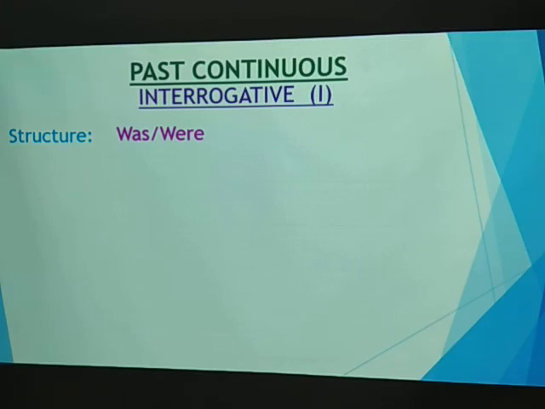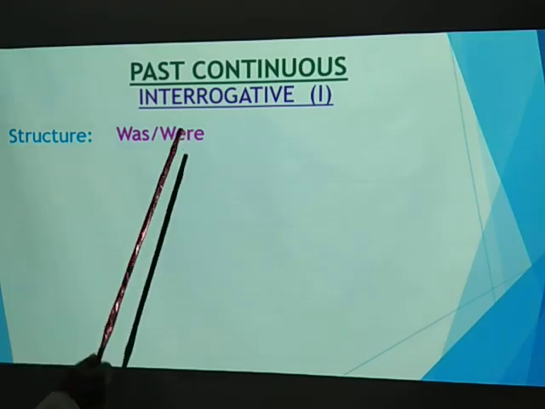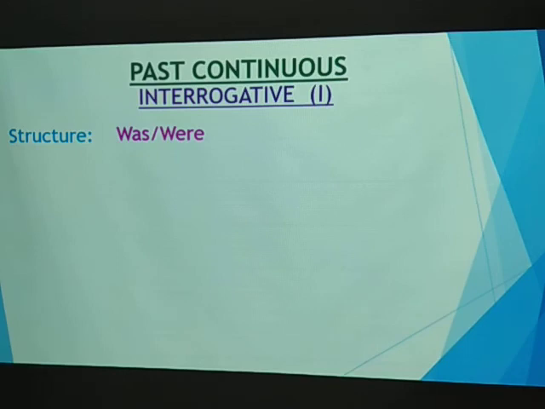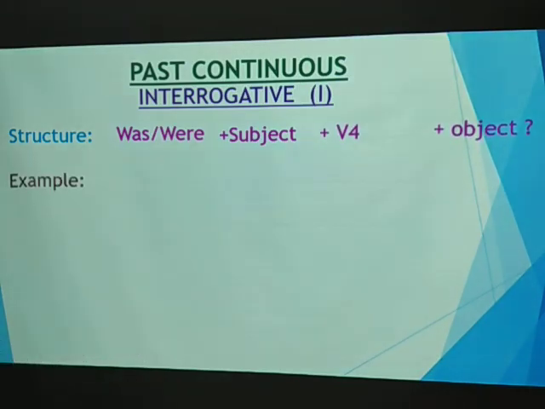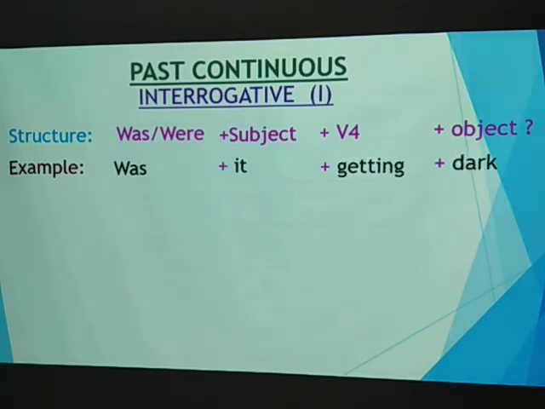Next, the structure for the interrogative sentence. The first one is was. You must have noticed the pattern till now. What happens in the interrogative is that the helping verb comes in place of the subject of the sentence, and you can say the subject and the helping verb interchange their places in interrogative sentences. So was plus subject plus V4 plus object. Was it getting dark?